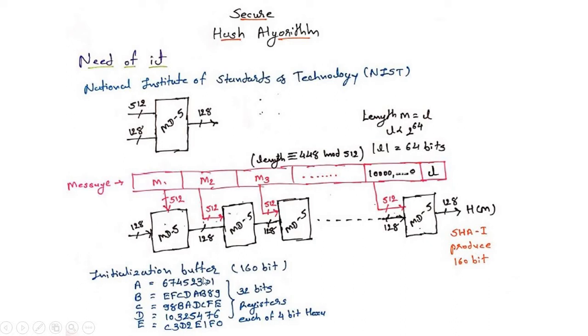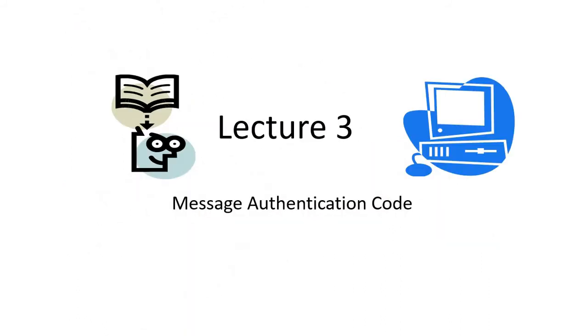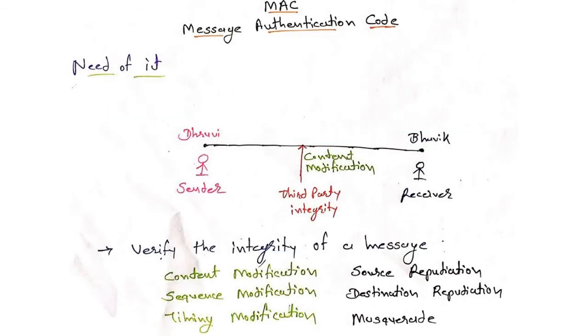We have used the initialization buffer to replace MD4 and MD5. At that time we used 32-bit registers. So that was everything about the cryptographic hash function. But today we are going to discuss lecture number 3, that is message authentication code.